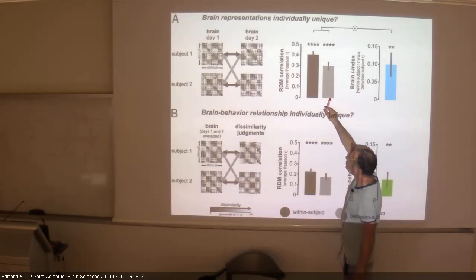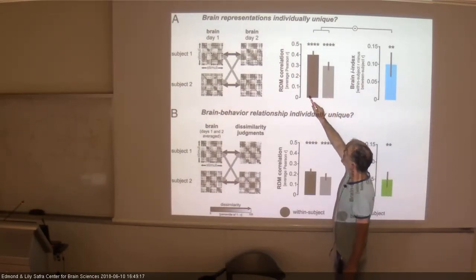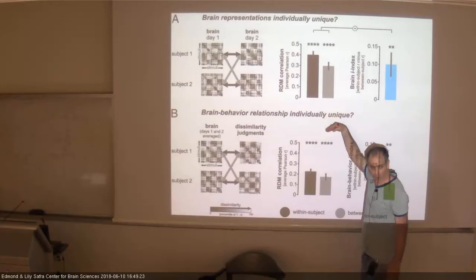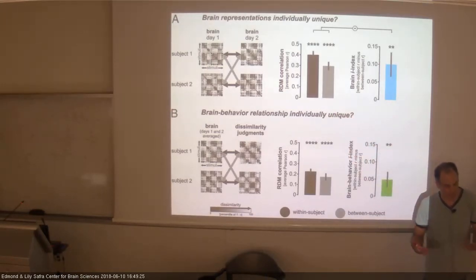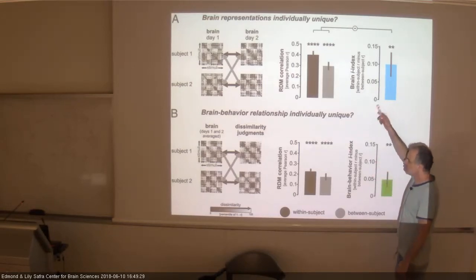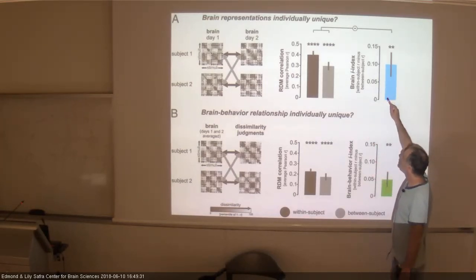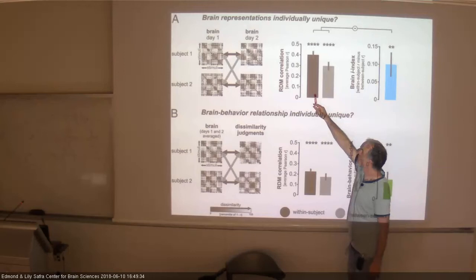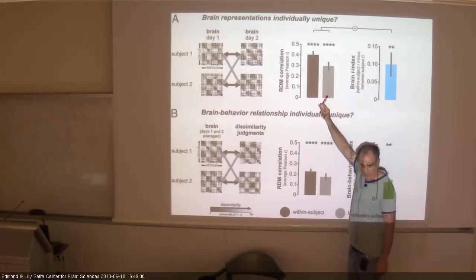These are the correlations. So you see that the correlation within subjects is higher than the correlation between subjects. They're both significant, so they're both robust. Okay, and then they have this index, and they do it for many subjects, of course. And the index basically tells you if the difference between these two is significant.